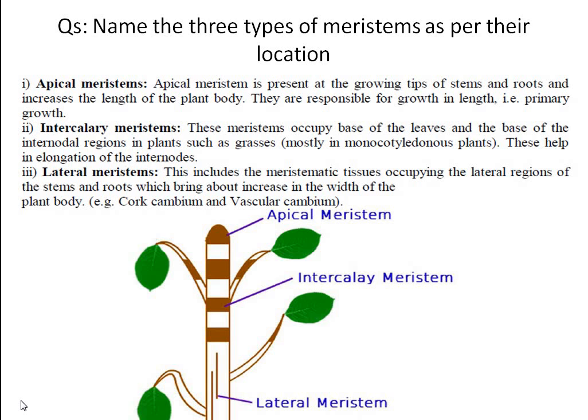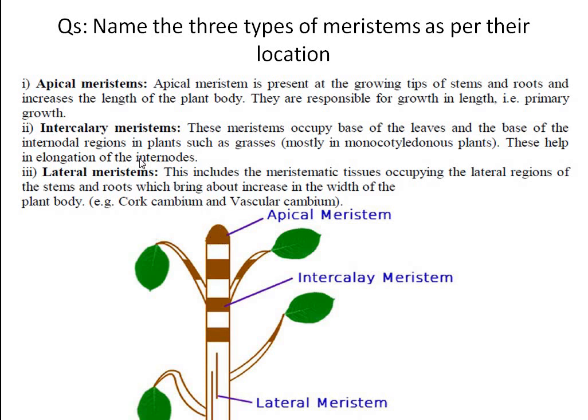So this is the apical part of a plant, the growing tip, and this apical part contains apical meristem, and increasing this apical part in length will increase the length of the plant. So these are responsible for the primary growth in plant.